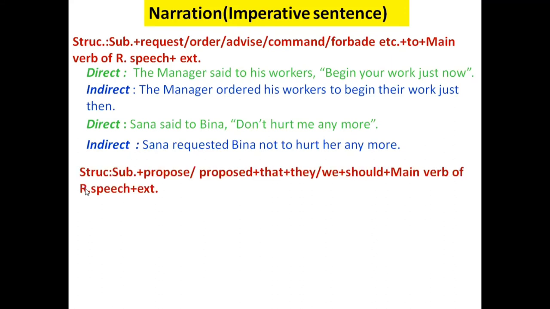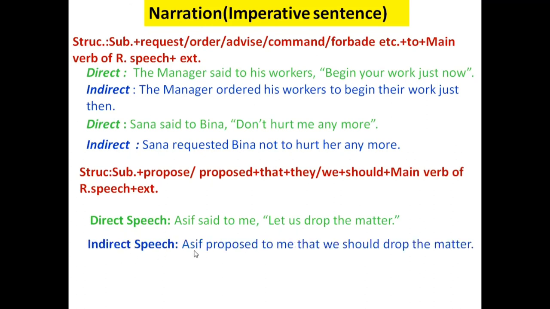Another type of imperative sentence: subject plus propose or proposed plus that plus they or we plus should plus main verb of reported speech plus extension. Okay. Let's see an example. Asif said to me, "Let us drop the matter." You see, this is a proposal here. Asif proposed. Let us. So when we find this type of sentence, we have to change like this: Asif proposed to me that we should drop the matter.